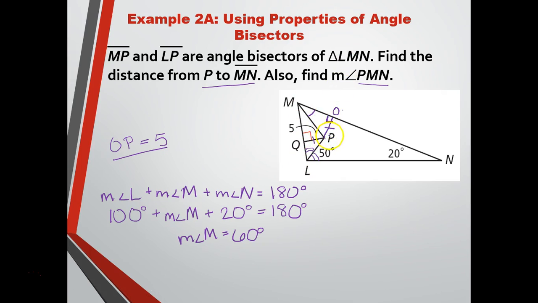Now this angle over here, PMN, what we're looking for, is half of angle M, because MP is the angle bisector. So the measure of angle PMN is half of 60. So we get the answer 30. There we go.